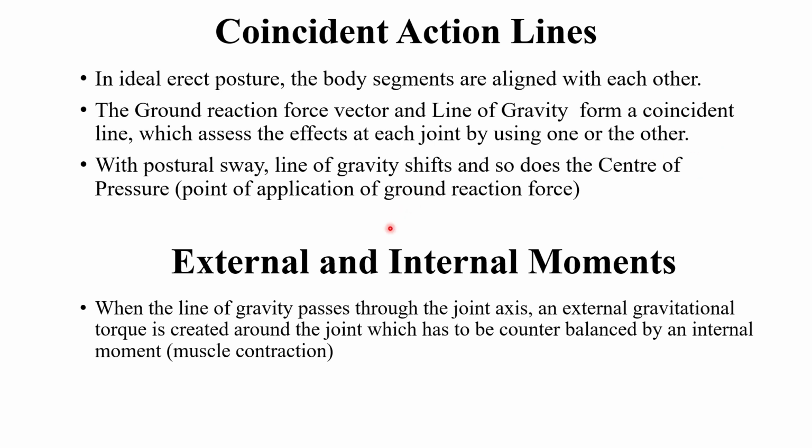Likewise, there are certain external and internal moments which are generated. These are the torques basically. Now, when the line of gravity passes through a joint axis, these torques are created around the joint, which need to be counterbalanced by your internal muscle contraction. So, external gravitational torque is counteracted by internal muscle contraction. Those are the external and internal moments which are generated at a joint axis.